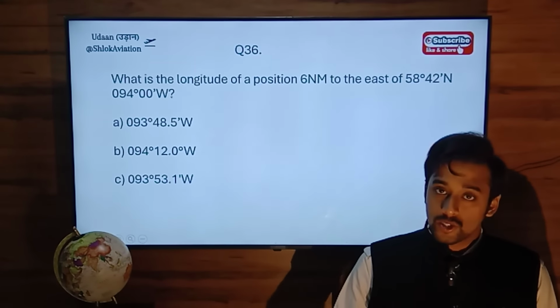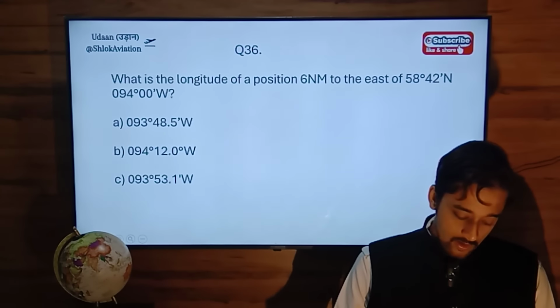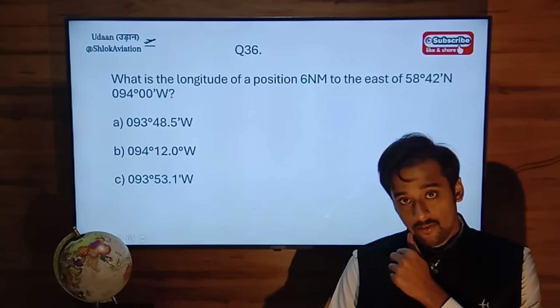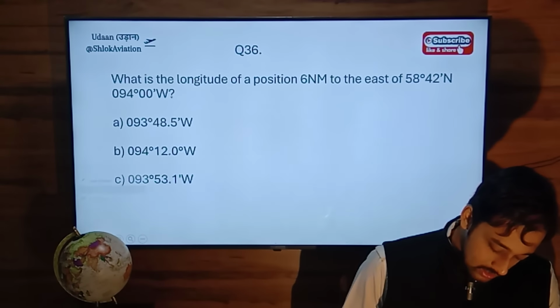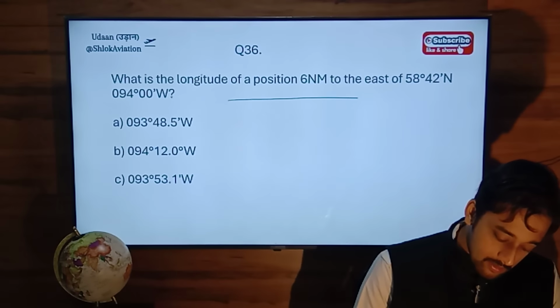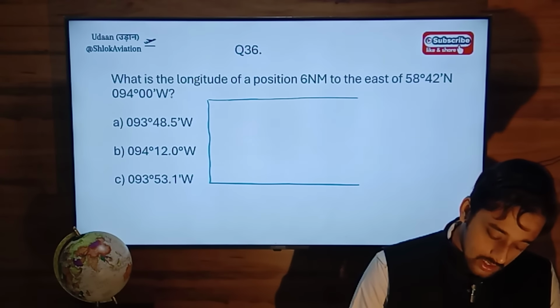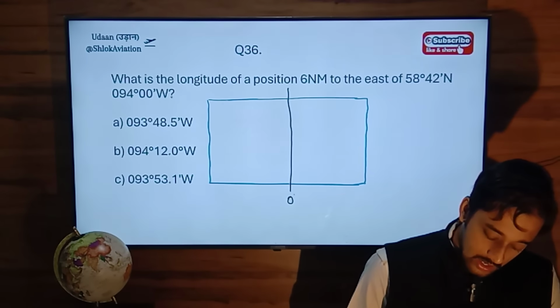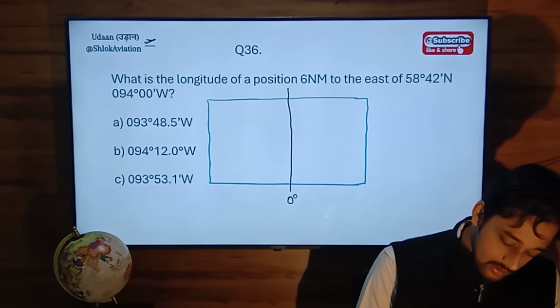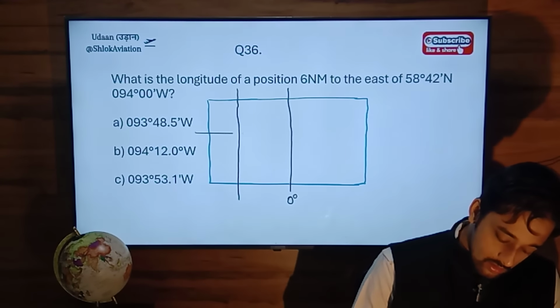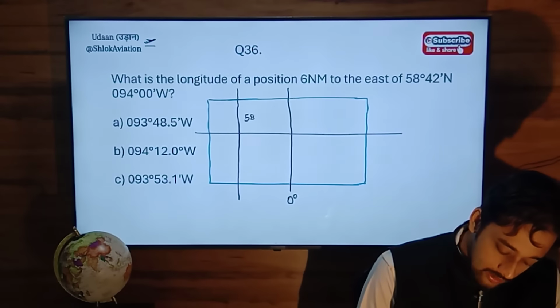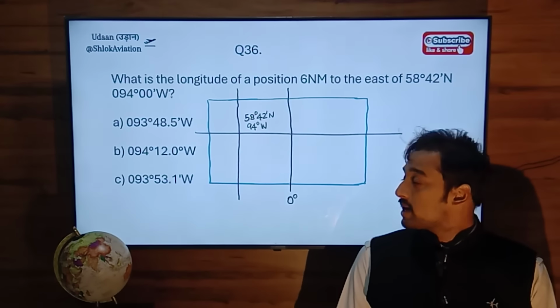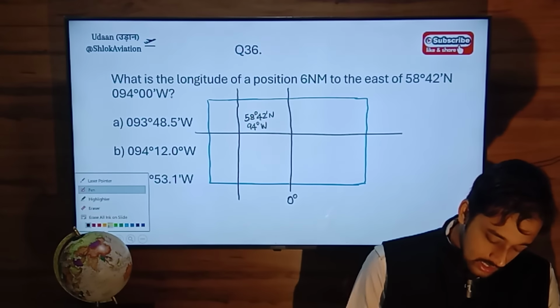What is the longitude of a position which is 6 miles east of 94 degree west? East of 94 degree west. So let's draw this. This is the map of Earth, physical, and we have prime meridian 0 degree. We have one coordinate which is at 58 degree 42 minutes north and 94 degree west.